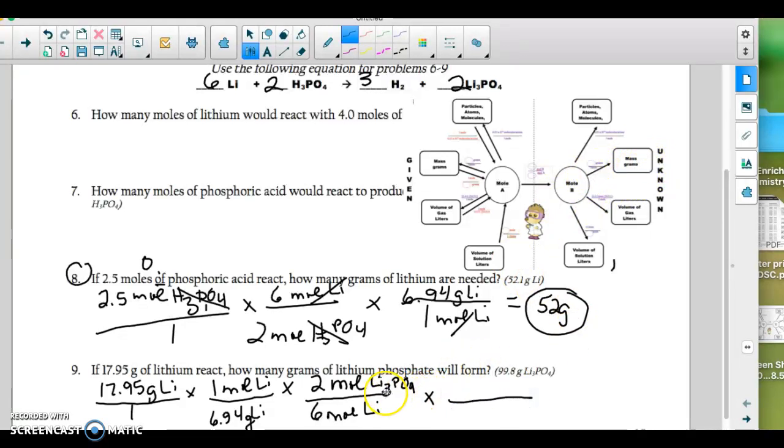So periodic table, I would look up lithium and multiply it by 3, phosphorus, and then oxygen times 4. And when I do that, I get 115.79 grams of lithium phosphate per mole. So you can see the grams go, the moles go, the moles go. You're left with grams. And with 4 significant figures, it should be 99.80 grams.